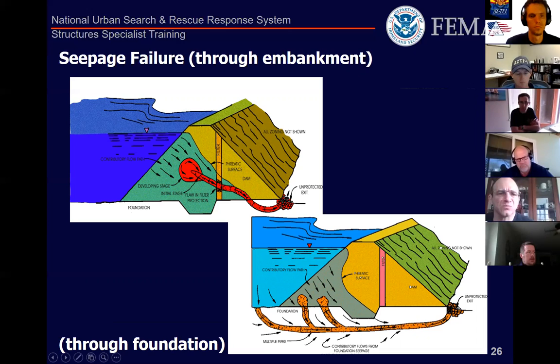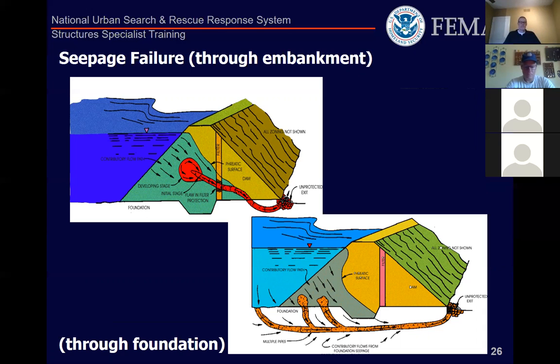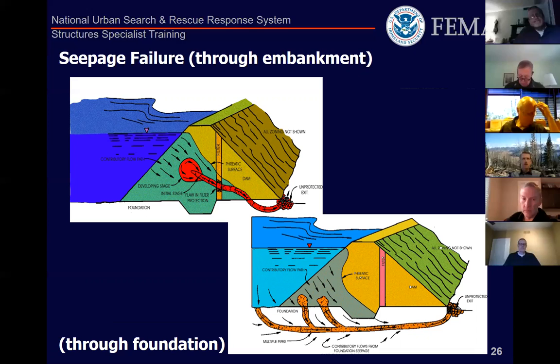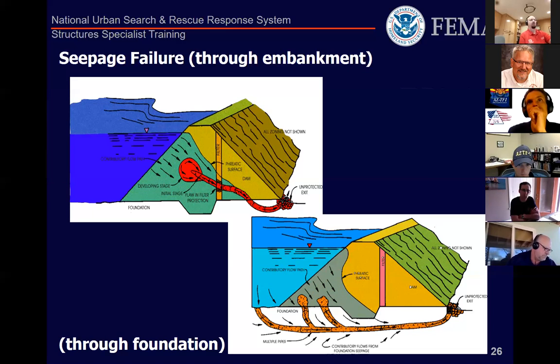We can't see what's going on necessarily inside a dam. The only time we can see this is when we see the exit. So when you look at these two pictures, you've got the cross section of your dam, you've got your phreatic surface, but when you start to lose material inside and we start to get seepage pass through the dam, whether it's the top one and through it, or the bottom picture and under it, we have to look for evidence of where that water exits.